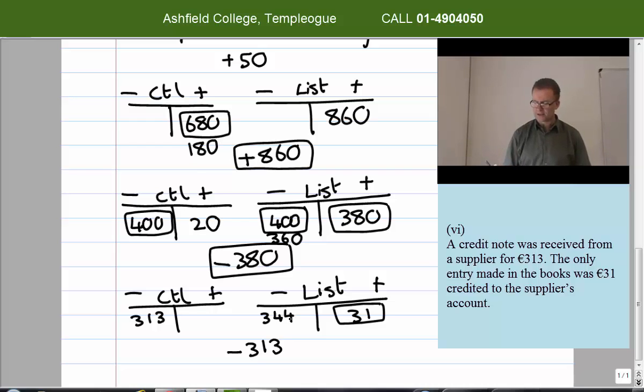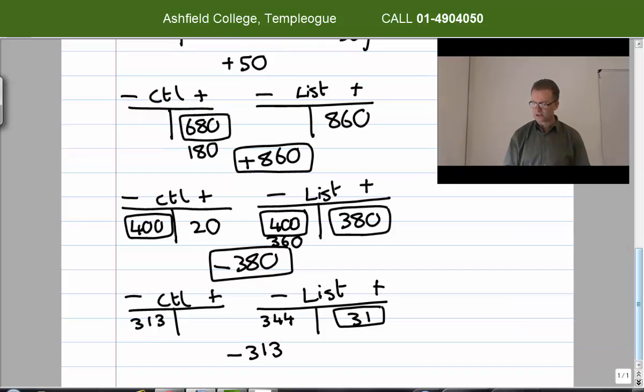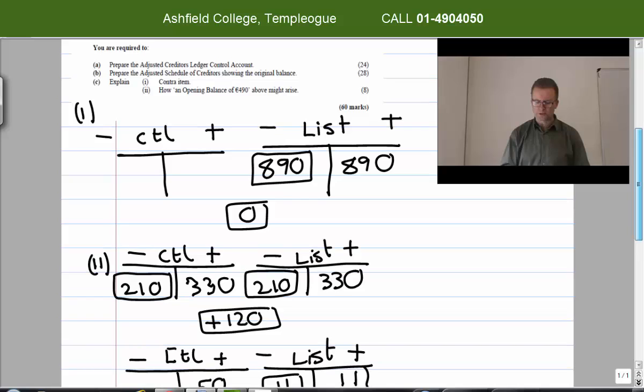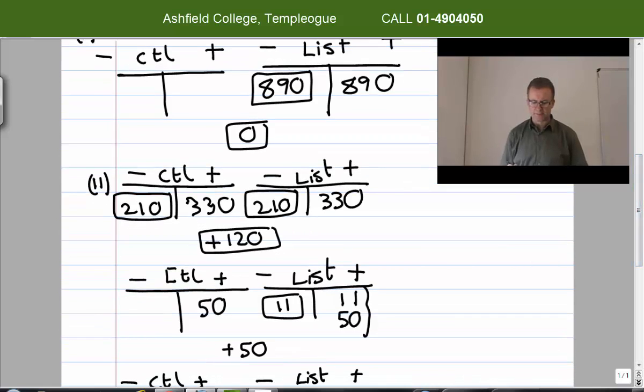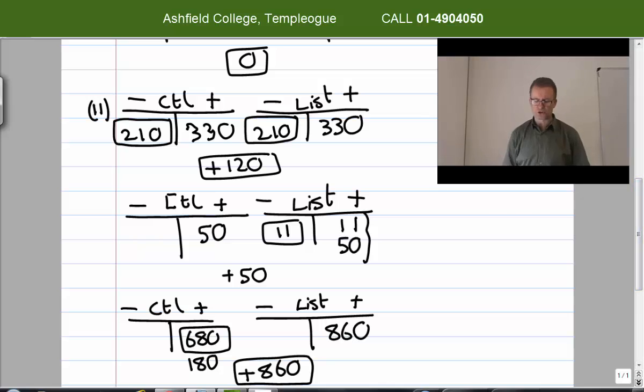What's worth noting is the items in the boxes do not go into my final answer. It's only the fresh entries that go in the final answer. So a quick summary would be, in number 1 I will be using the €890 from the credit side of the list. That's going to go in the list part. Cash purchase will be details. In number 2, I'm going to use 330 in control and 330 in the list. Discount disallowed will be the details. In my third one, I'm going to use the 50 from the control and the 61 in the list. My details will be interest.